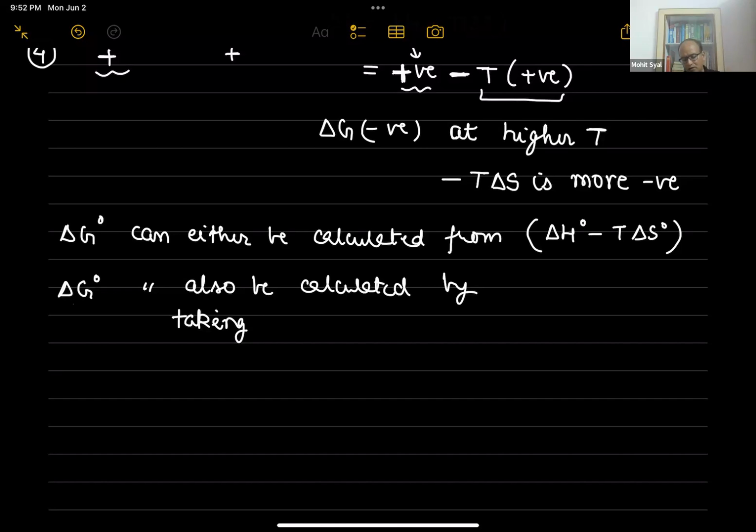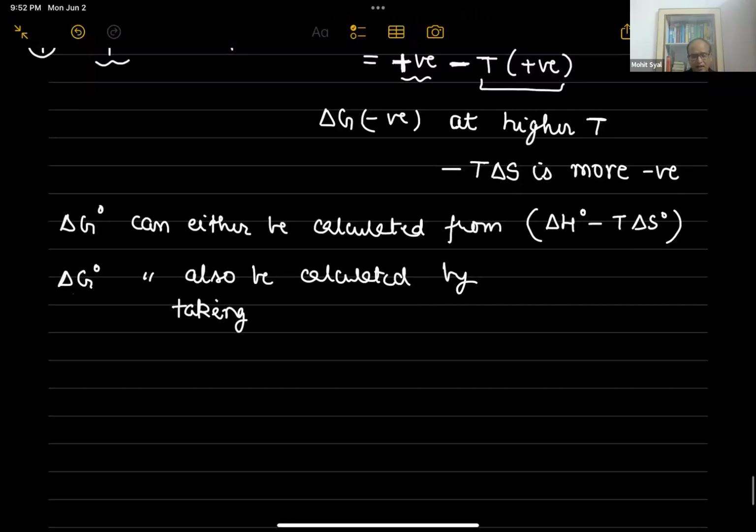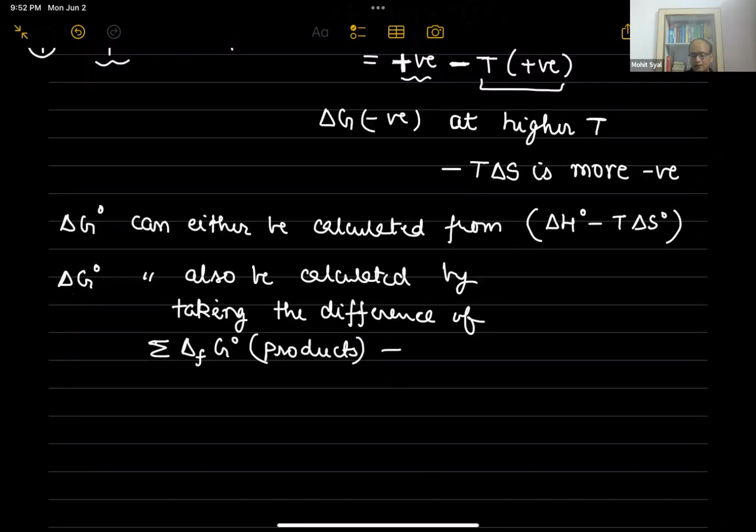can also be calculated, because when a reaction is happening, products are forming and reactants are getting consumed. So the standard Gibbs free energy change for a reaction can be calculated by taking the difference of the Gibbs free energy of formation: the sum of the Gibbs free energy of formation of products minus the sum of the Gibbs free energy of formation of reactants.